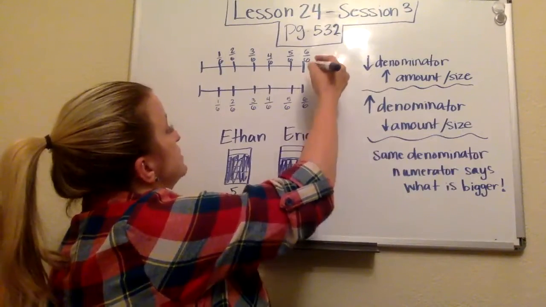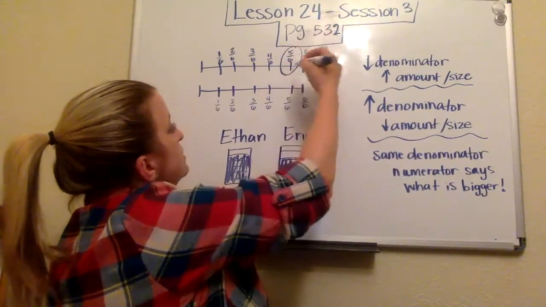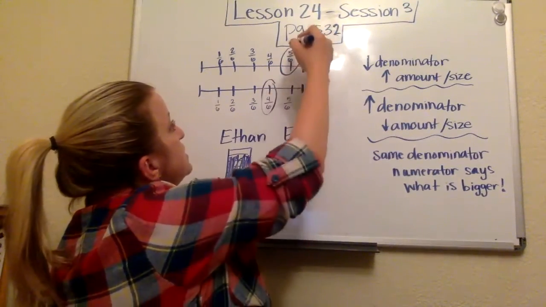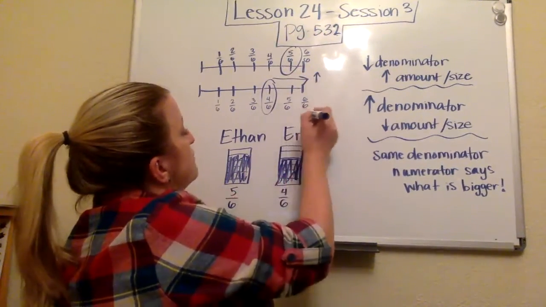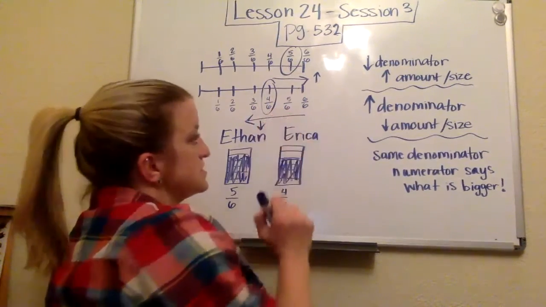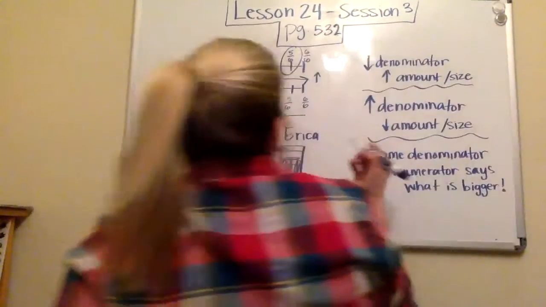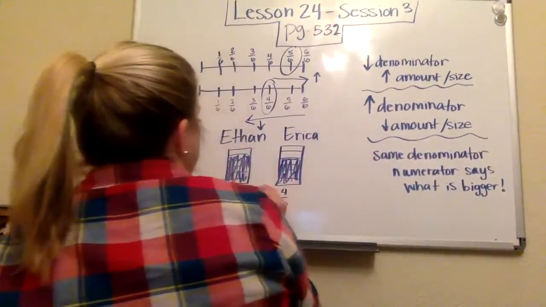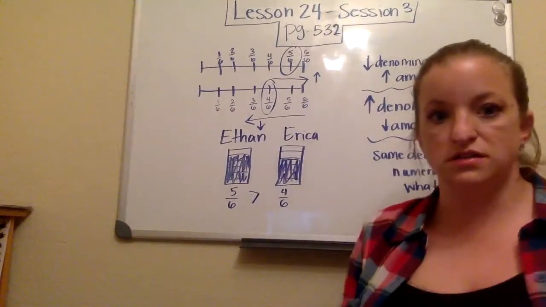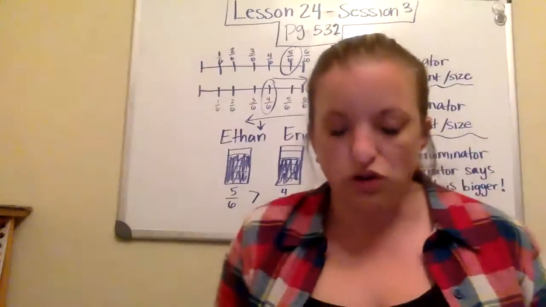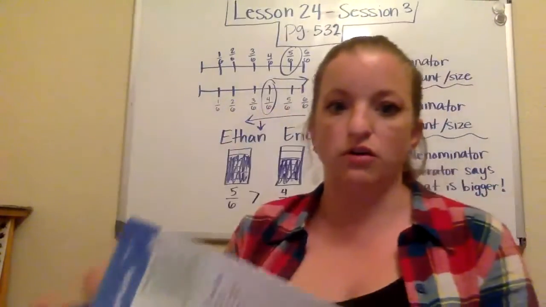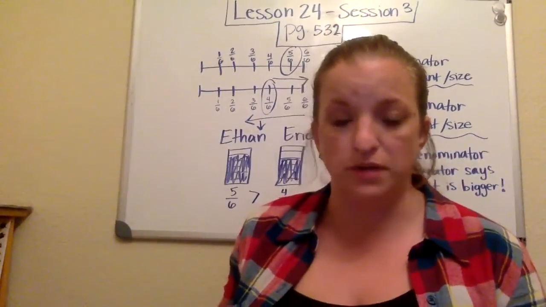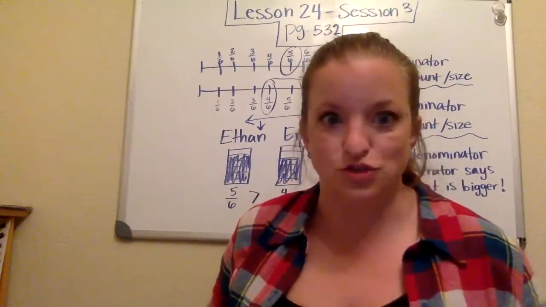Up here, I did the same thing. Here's Ethan, and here's Erica. She has 4/6. Whoever is farther along this way, they have more. Whoever is farther along this way, they have less. So hopefully that helps you guys figure it out. How it would look if you write it as an inequality would be 5/6 is greater than 4/6. So the alligator eats the biggest number. If you look over here on your toolkit, it tells you different things that you can use to help you figure it out. You can use a model. I happened to use a bar, but I turned it so it was like a glass of juice.